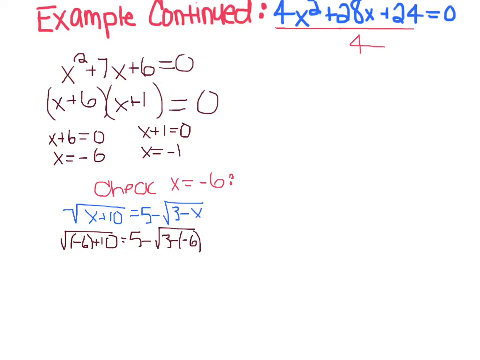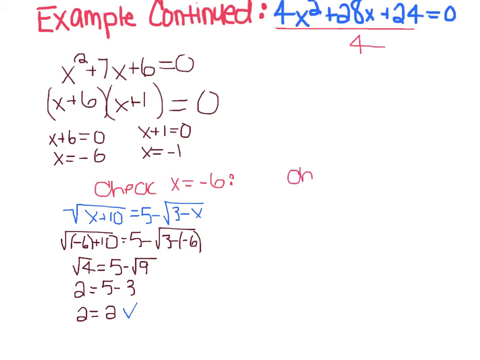We can simplify this right side. The square root of 4 is equal to 5 minus the square root of 9. The square root of 4 is 2. 5 minus the square root of 9 is 3. 5 minus 3 is 2. Sure enough, 2 does equal 2, so this checks out. So that would be one of our solutions.